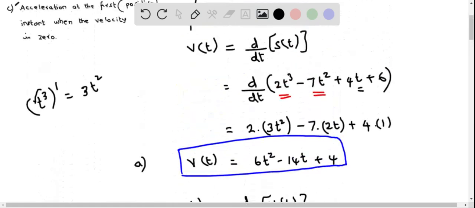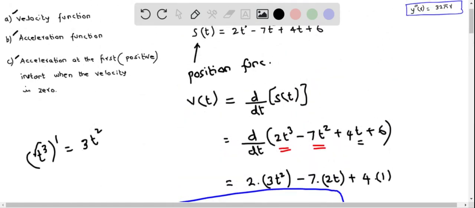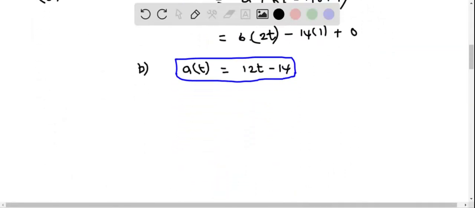Now let's answer part C. In part C, we have to determine the acceleration at the first instant when the velocity is 0. So we have to basically put velocity equals 0, determine the time, that is the first value of time, and then we have to find the acceleration for that corresponding time. So let's see how to do this.